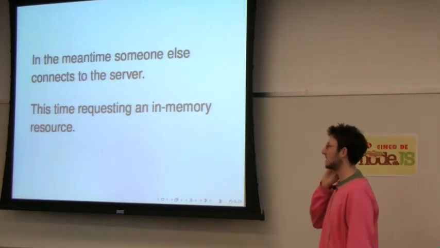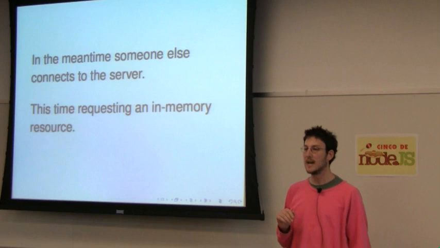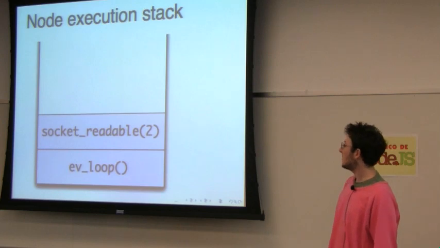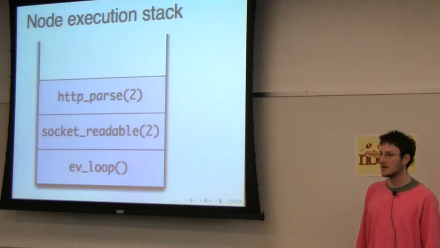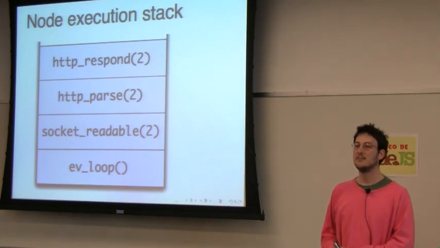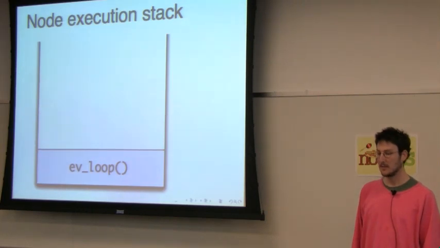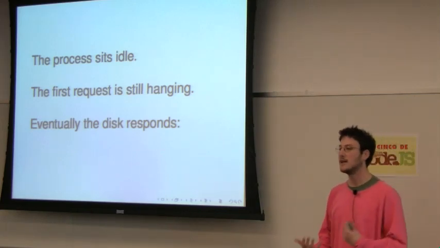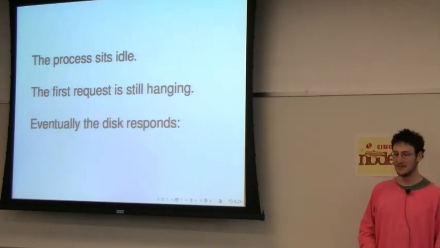In the meantime, somebody else connects to our server, and this time they're just requesting something simple, something that we have in memory. We're sitting at our event loop, and we get a call that says socket number 2 is readable. Okay, let's parse that request. We can just respond to it now, because we have that in memory, and we can just send that out. The stack unwinds. We're back to the event loop. The process sits idle. The first request, the person waiting for that website, is still waiting. Mind you, this is a very small time scale, so not so long.